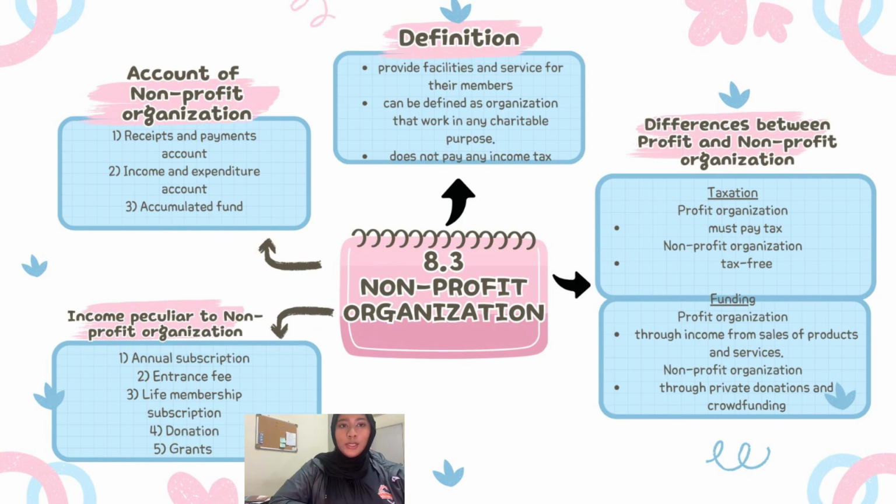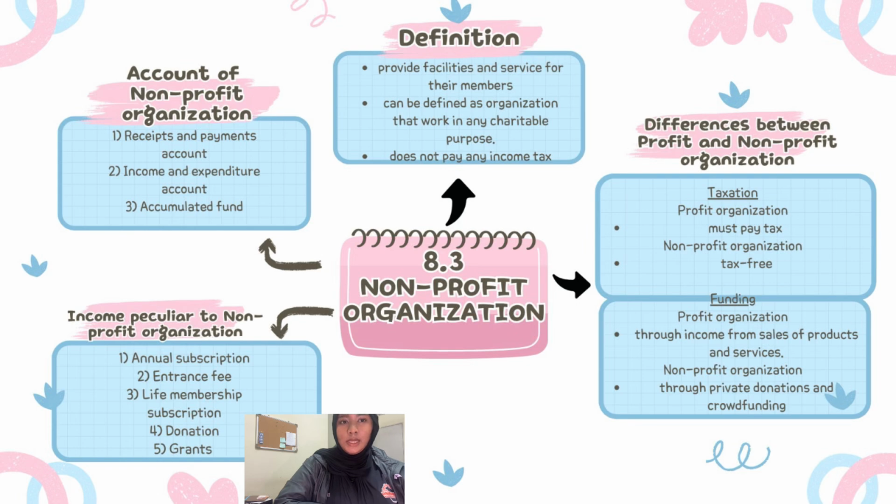The third one is accumulated funds. This accumulated fund is like a capital account, but it's for a non-profit organization. If we get a surplus, we need to add it to the accumulated fund. But if we get a deficit instead, we need to deduct it from the accumulated funds.